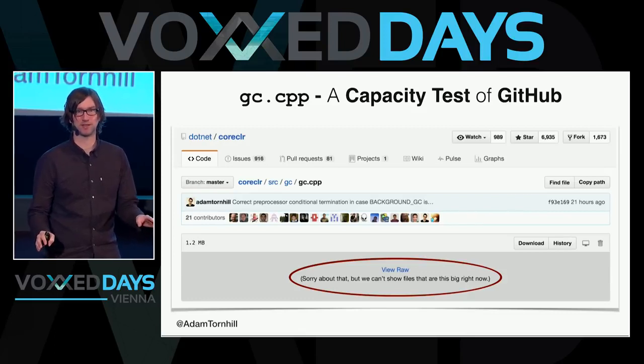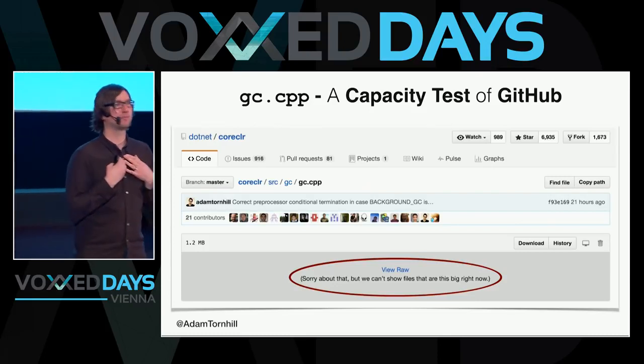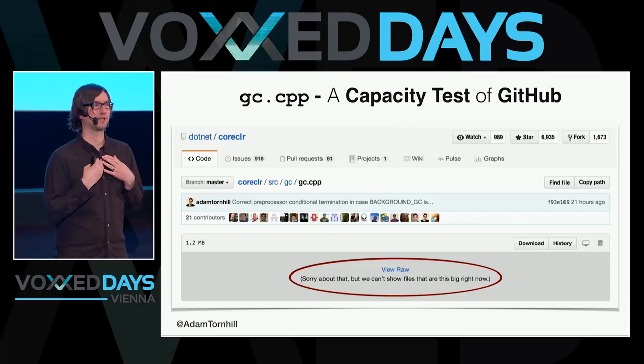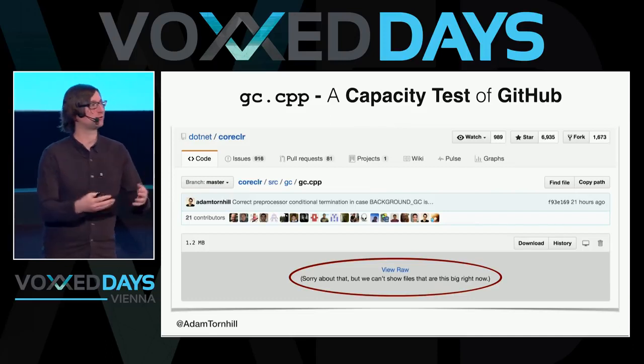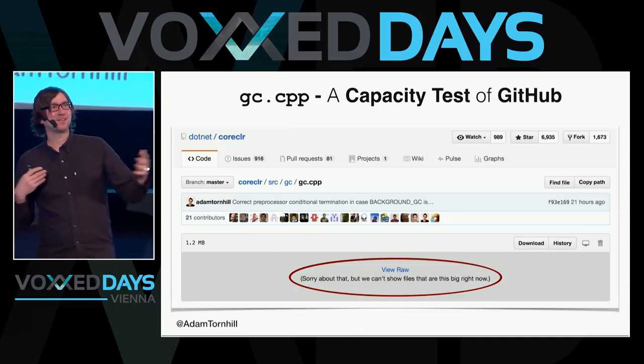37,000 lines of C++. Now, let me tell you, I used to be a C++ developer. I did C++ for more than 10 years. And I know what you all think. Those are 10 years I'll never get back. But that's not like my main point, right?